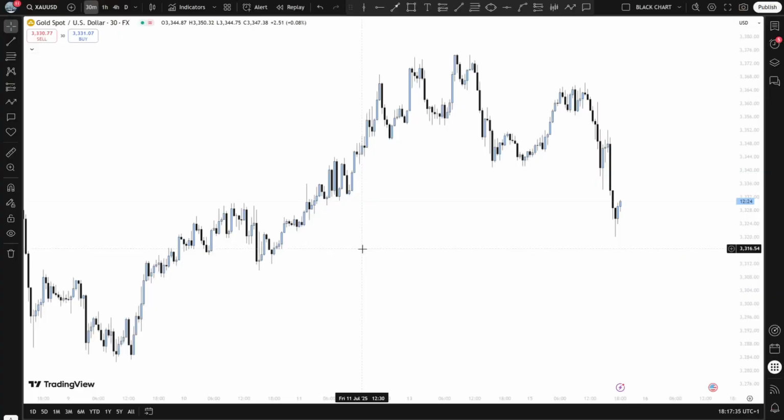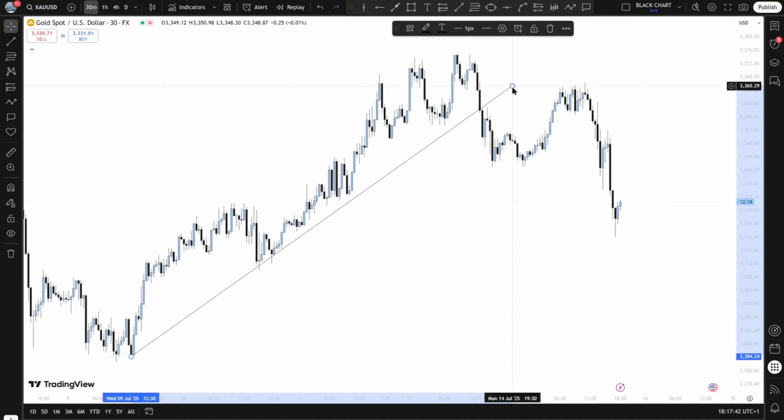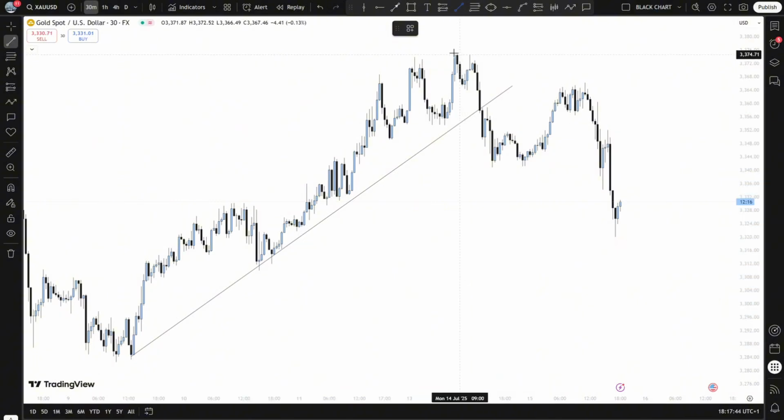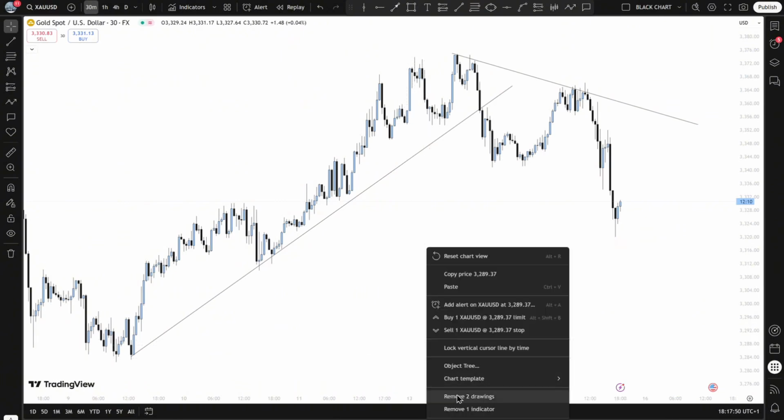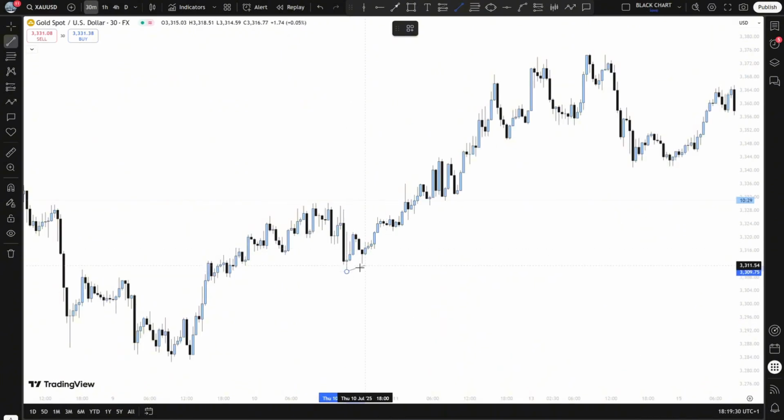So this is how we trade a trend line. Whenever price is on a bullish move, we draw the trend line from the bottom just like this. Whenever price is on a bearish move, we draw the trend line from the top just like this. Now, how do you identify a valid trend line? From this level here, we have the first touch here, and the second touch here. This is a valid trend line.